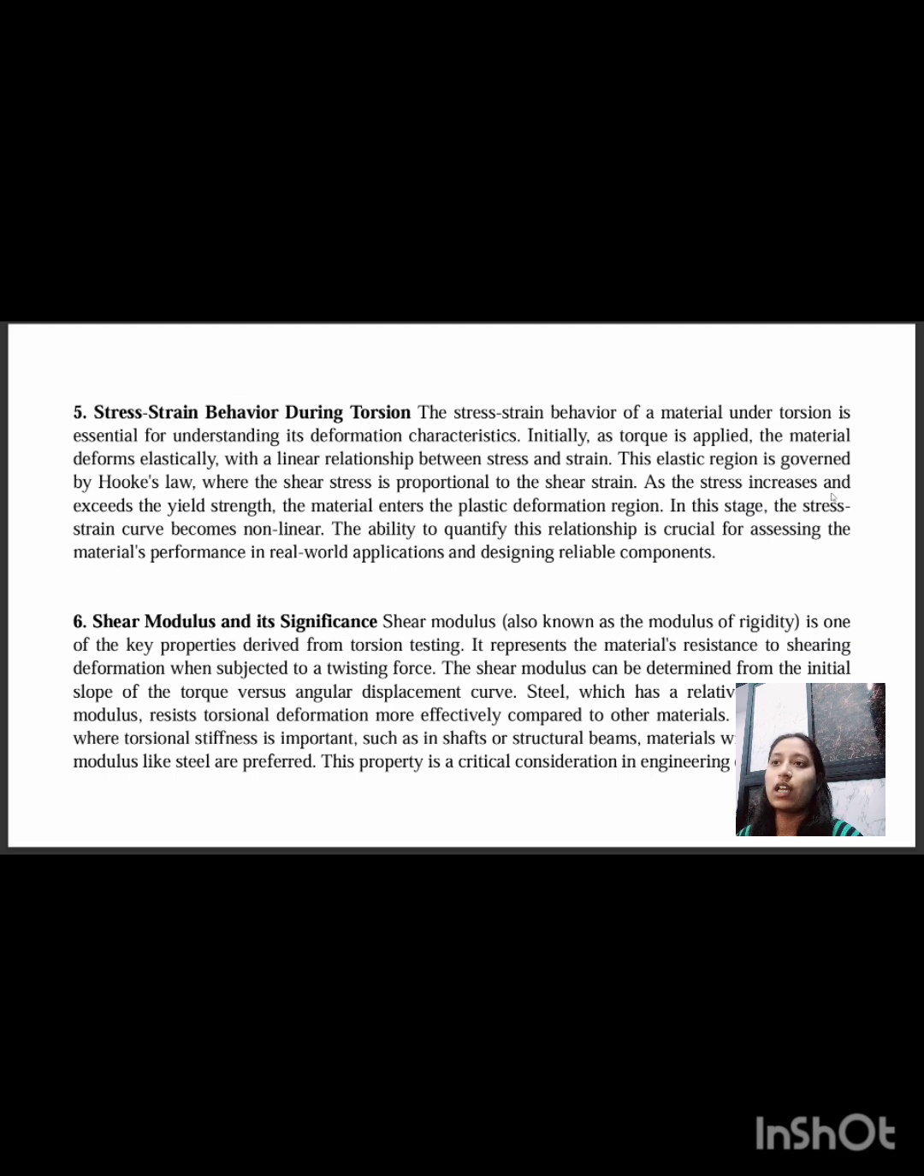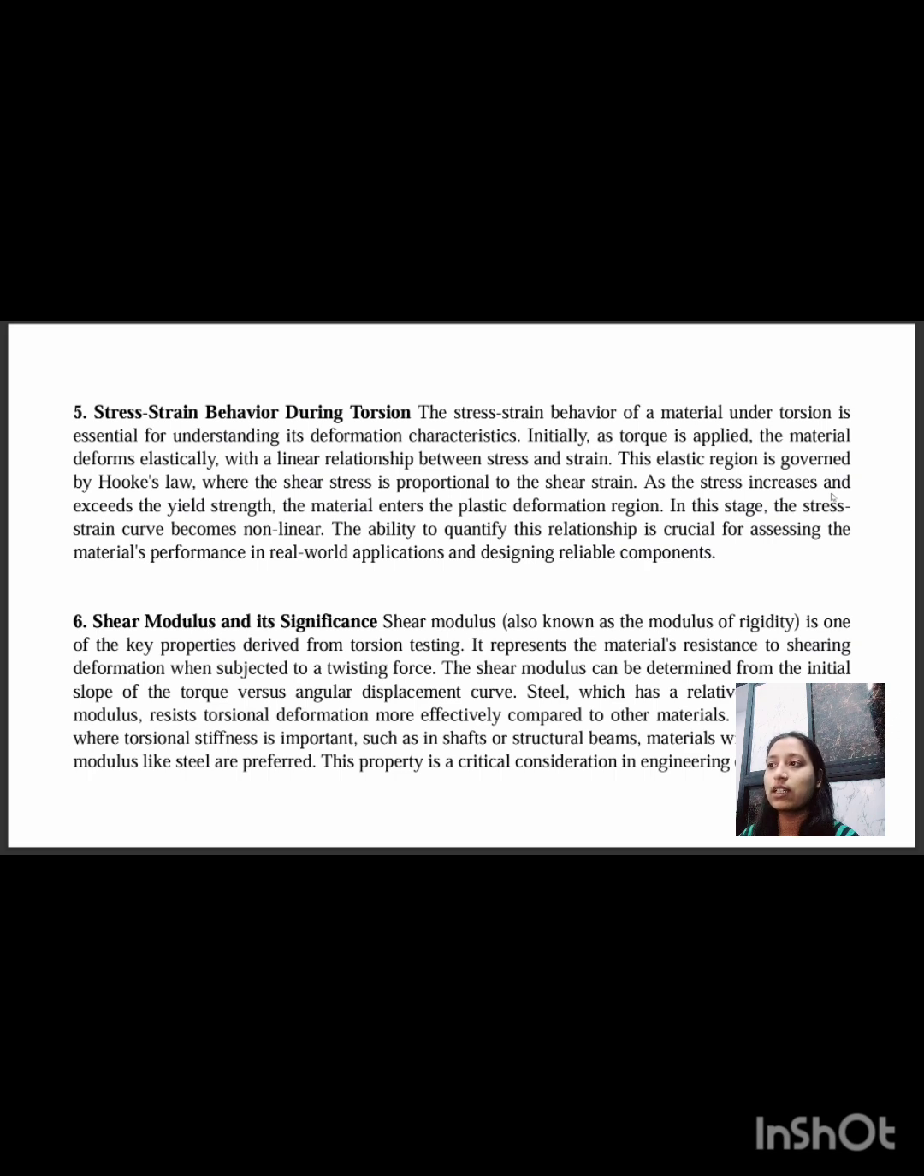Shear modulus and its significance. Shear modulus, also known as the modulus of rigidity, is one of the key properties derived from torsion testing. It represents the material's resistance to shearing deformation when subjected to a twisting force. The shear modulus can be determined from the initial slope of the torque versus angular displacement curve.